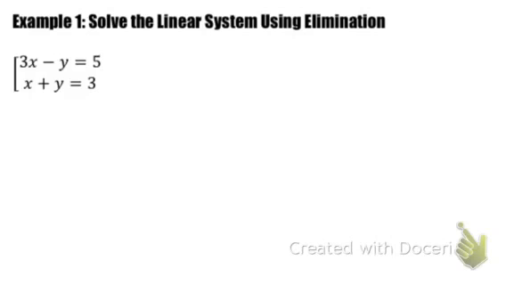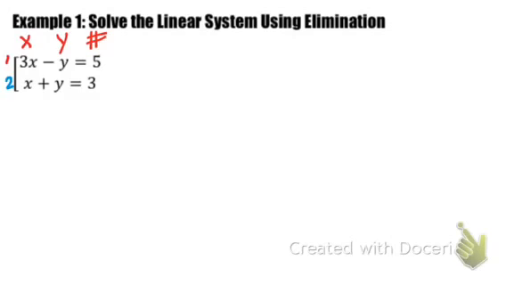So the first example, solve the linear system using elimination. You want to focus on the two equations, and I always like to number them 1 and 2 first, so that's what I'm going to do first. And when you use elimination, you want to make sure that everything is lined up. By lined up, I mean you're looking for if your x's all line up nicely, your y's all line up nicely, and then the numbers or the constants all line up nicely as well.